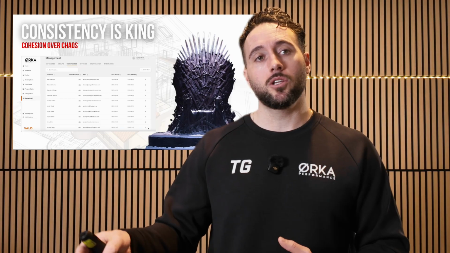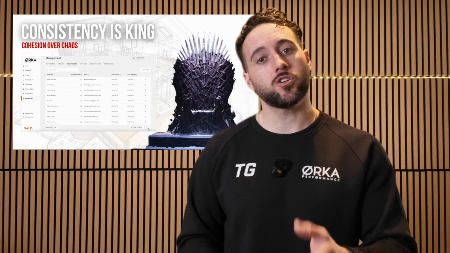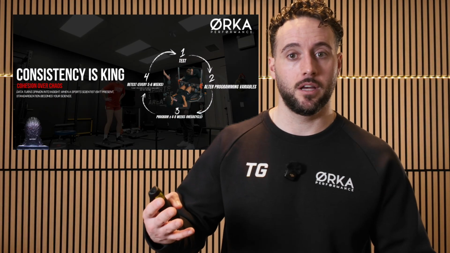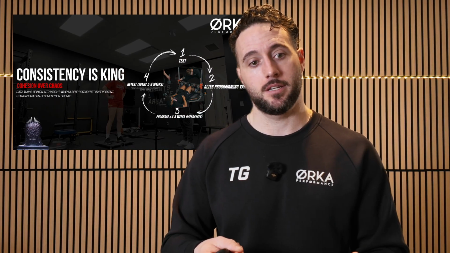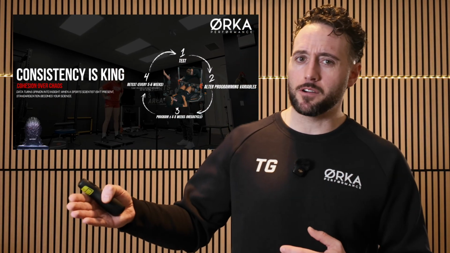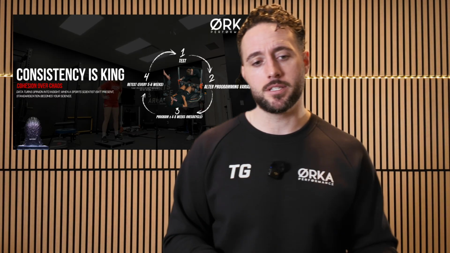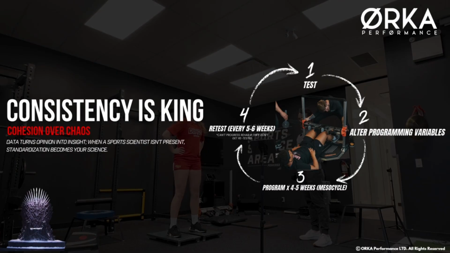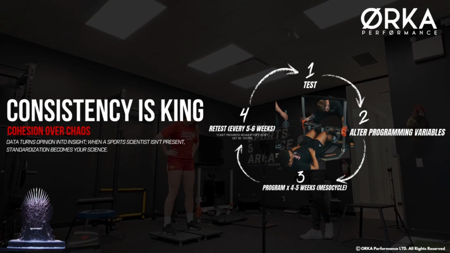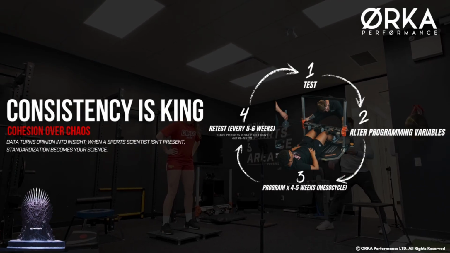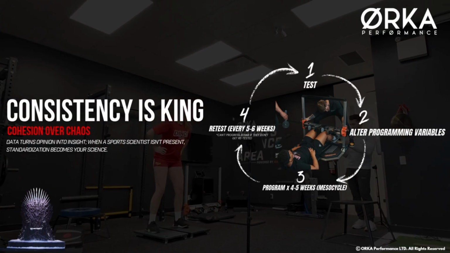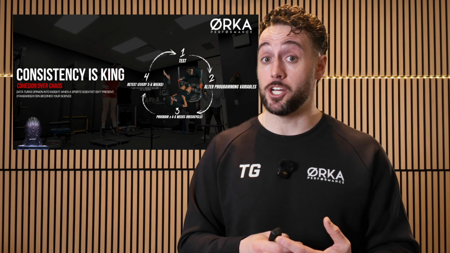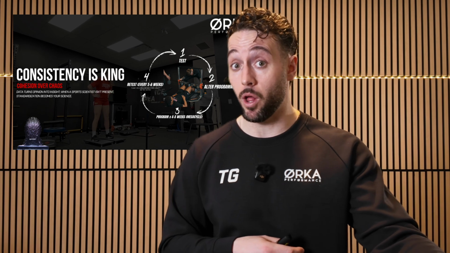So as we take a look at creating cohesion, the first thing we need is some standards around the temporal nature of testing, the frequency that we're going to test. So it might be a little bit different on the performance side, but typically on the rehab side, we'll test an athlete, we'll alter the programming variables. They'll go on a mesocycle or a block of programming for anywhere between 4 to 5 weeks. And then we'll retest again to see if that athlete's gotten the adaptations that we set out to get at the beginning of the block.